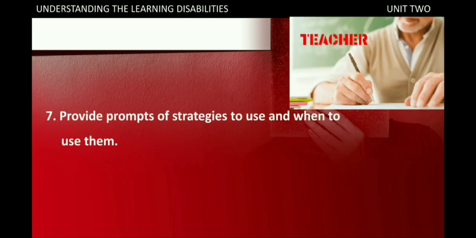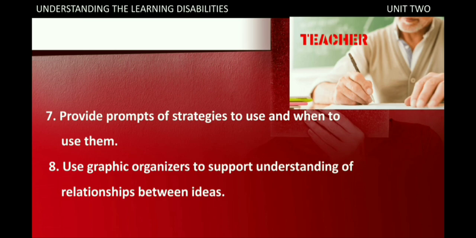That is very important. Then the other one is the strategies to follow. If you are going to play a game, definitely a strategy should be followed. So the teacher should provide strategies to use and remind them when to use a particular strategy. What strategies are needed to master a particular event or activity should be properly given by the teacher.